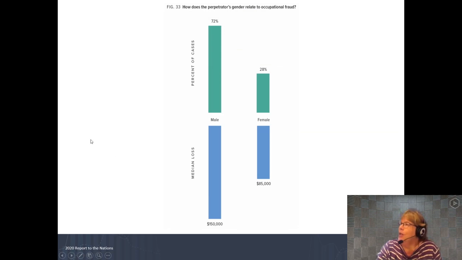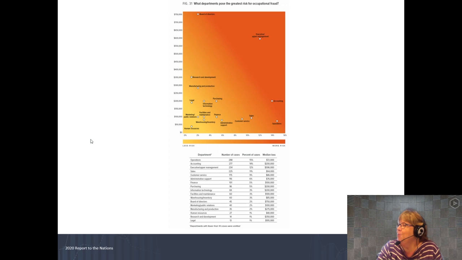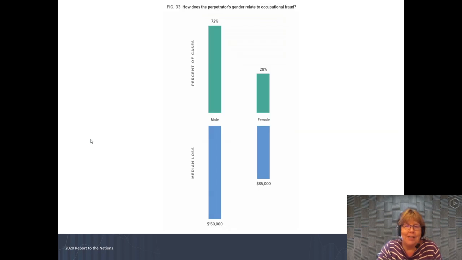All right. So our fraudster is going to be in management, accounting, or operations a lot of the times. And that makes sense based on opportunity.